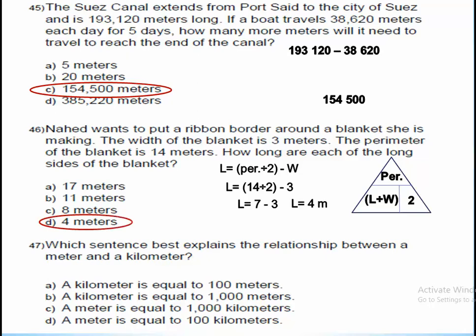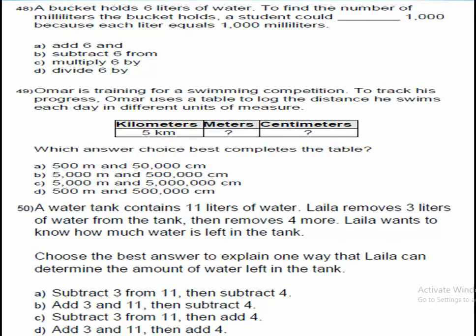Which sentence best explains the relation between meter and kilometer? Yes, kilometer equals 1000 meters. A bucket holds 6 liters of water. To find the number of milliliters that the bucket holds, a student could, yes, multiply 6 by 1000.